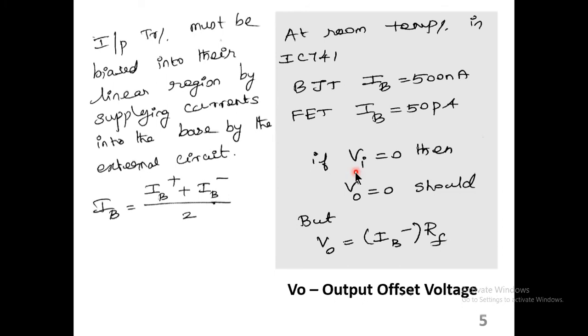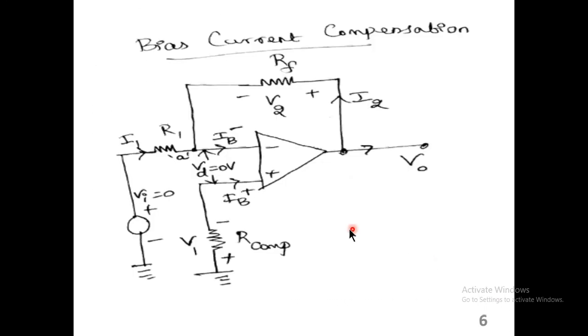If the input is given as 0, then for an ideal case the output voltage should be 0, and the output voltage here is equal to IB minus into the reference or feedback resistor value. The basic circuit is modified with the compensation resistor in the positive terminal. This circuit is used for analysis.